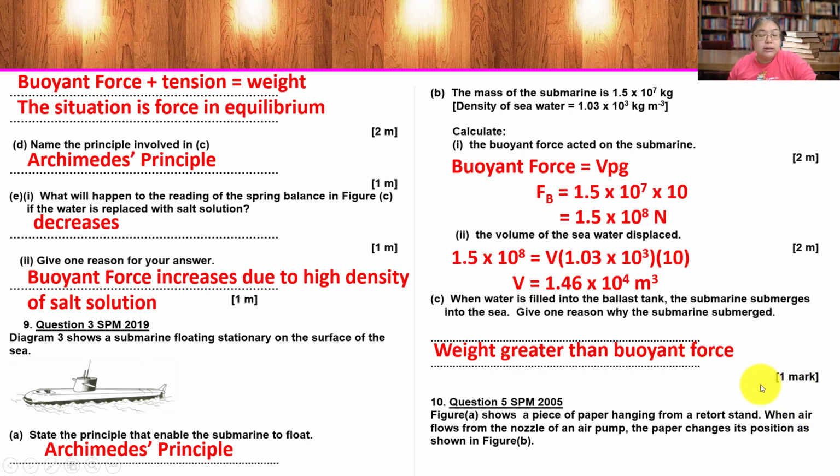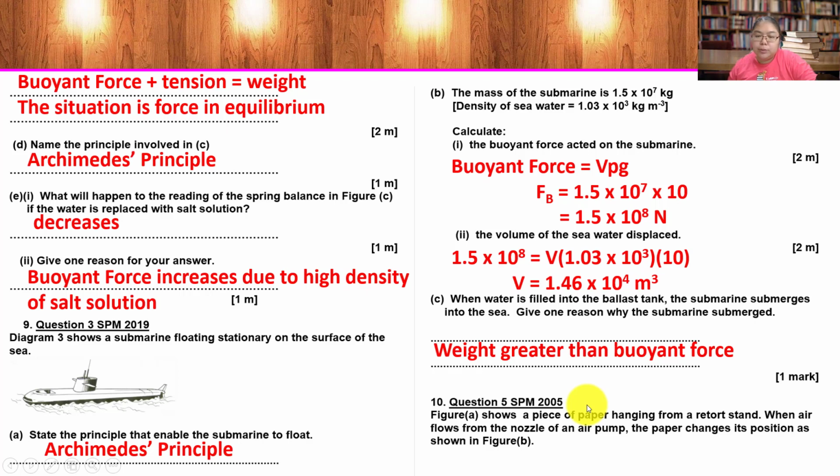For this question, if it's just 1 mark, you just answer like this. If 2 marks, that means you must say the function of the ballast tank. When you add the water into the ballast tank, the weight is greater than the buoyant force. Then finally, they will sink deeper.